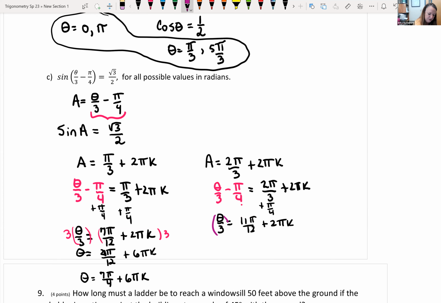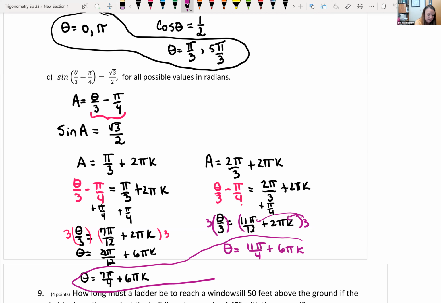Clear our fractions, multiply both sides of our equation by 3. We get that theta is equal to, okay, well, 3 distributed over here reduces with my denominator. So this would be 11 pi 4ths plus 6 pi k. So all solutions for theta are given there.